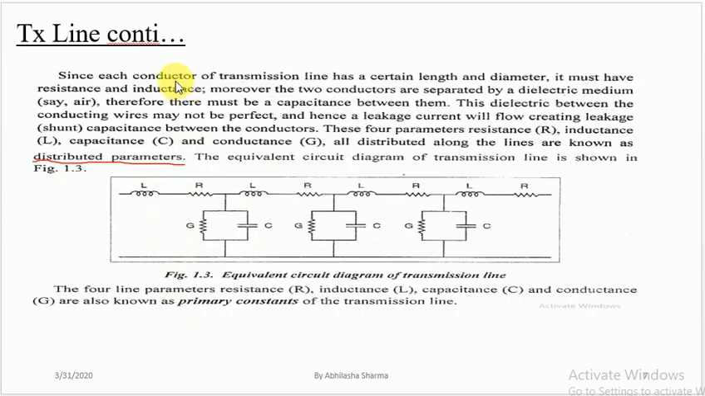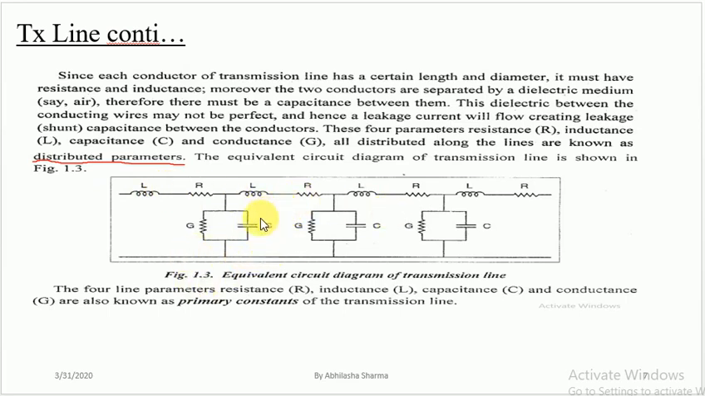Yes, so here for the transmission line, since each conductor has a certain length and diameter, it must have a resistance and an inductance. Actually, in a transmission line physically there is no resistance, inductance, conductance and capacitor, but what we have to assume is that there are distributed parameters. Distributed parameter means there are two wires filled with air.